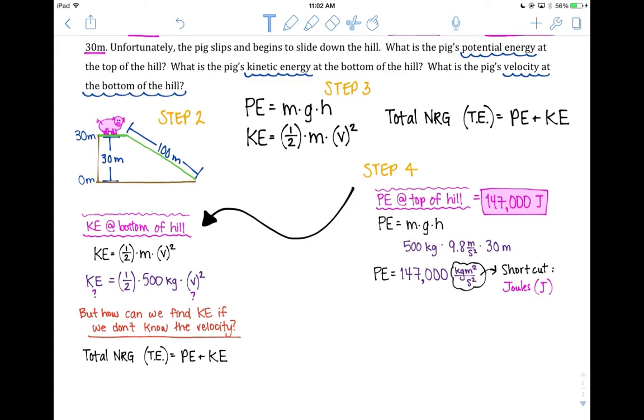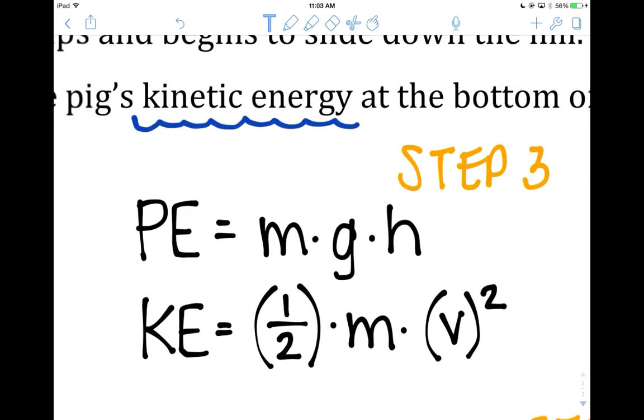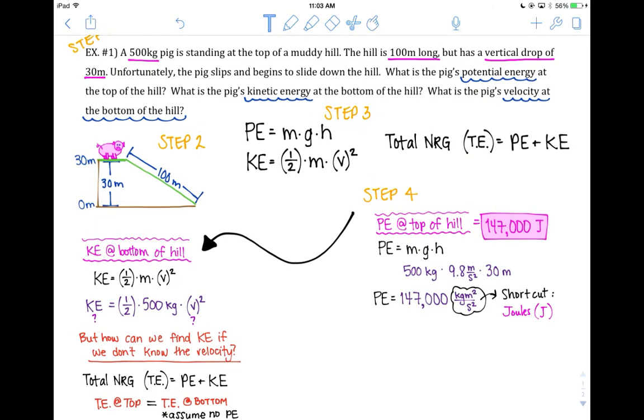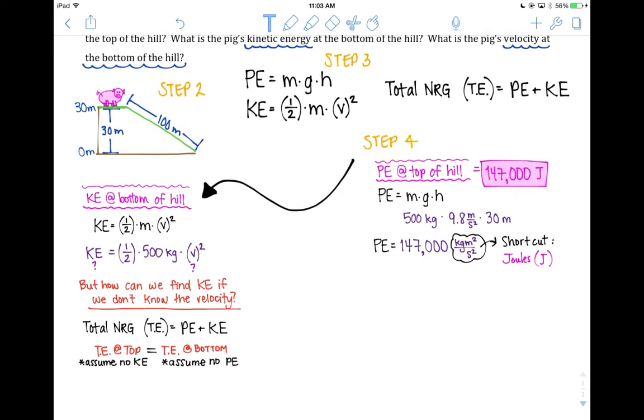The total energy in the system is equal to the potential plus the kinetic energy. So the total energy at the top has to be equal to the total energy at the bottom. At the bottom, we assume there's no potential energy. The bottom of the hill is 0 meters, so mass times gravity times height, if height is 0, the whole thing would be 0. Potential energy would be 0 at the bottom of the hill. At the top, we assume there's no kinetic energy because the pig isn't moving. He just kind of falls down the hill. He's not pushed, he just slips.